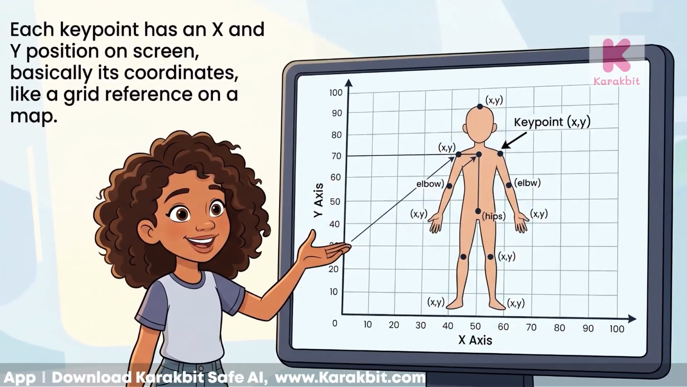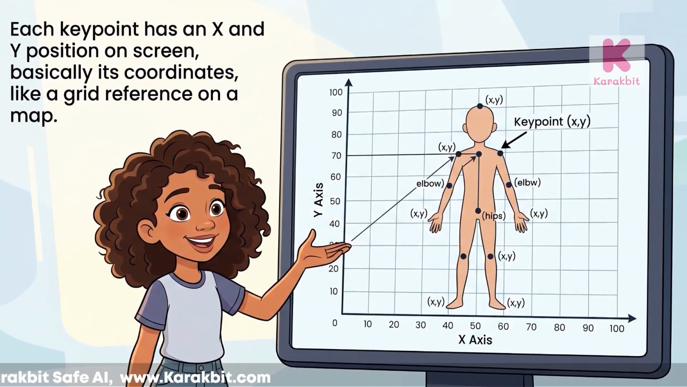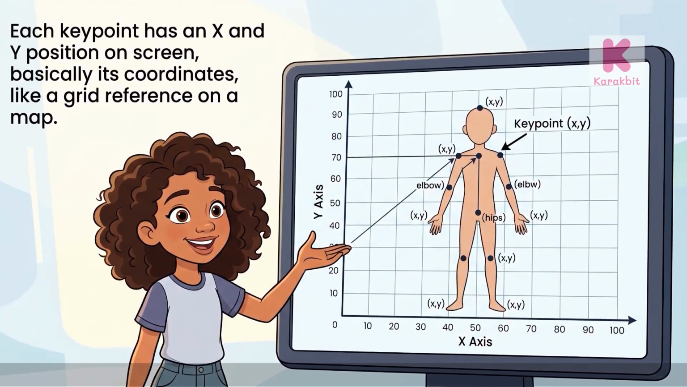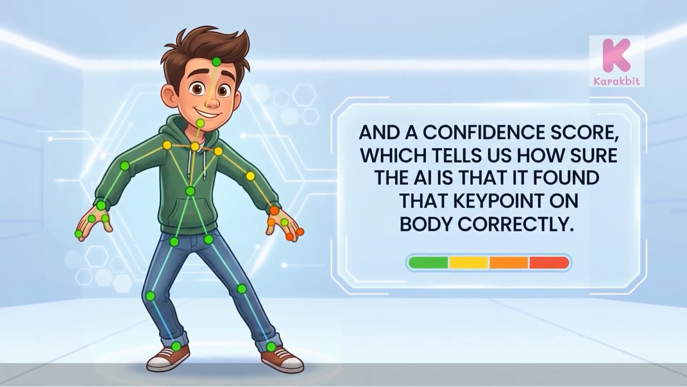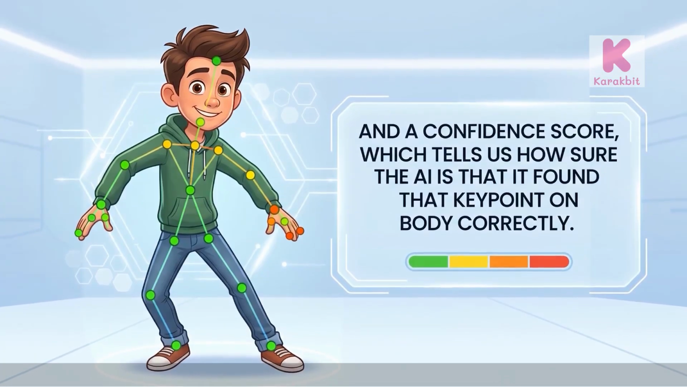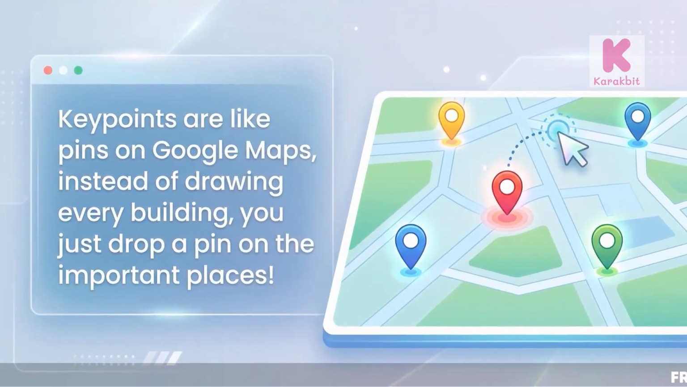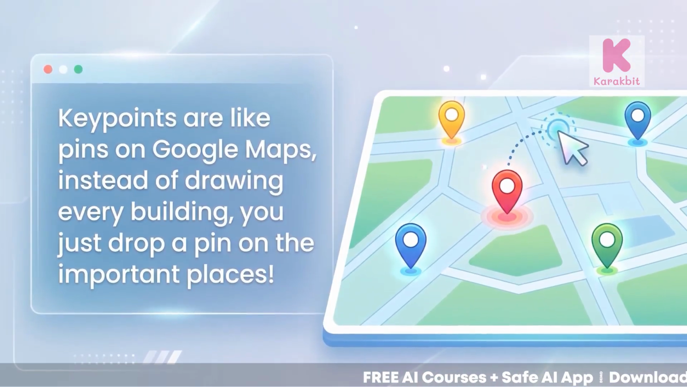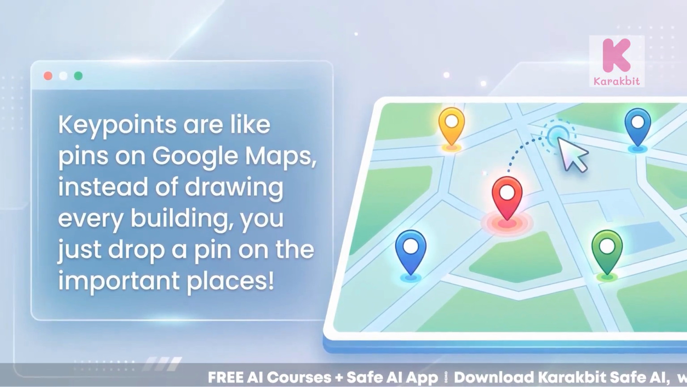Each key point has an X and Y position on screen. Basically, it's coordinates, like a grid reference on a map, and a confidence score which tells you how sure the AI is that it found that point correctly. So basically, key points are like pins on Google Maps. Instead of drawing every building, you just drop a pin on the important places.